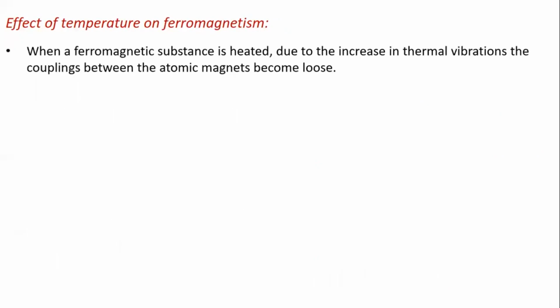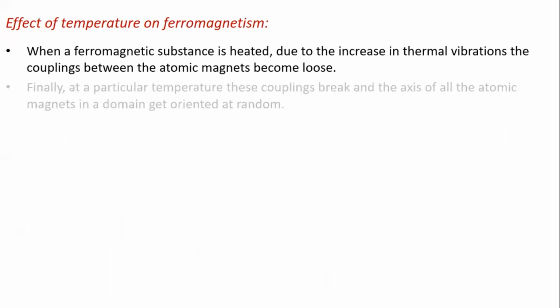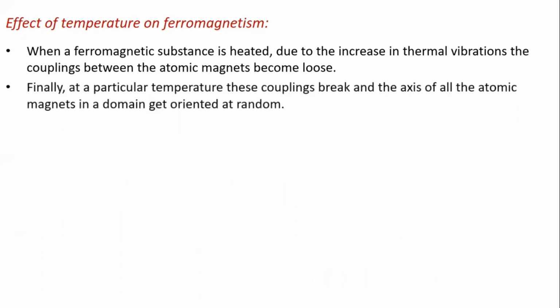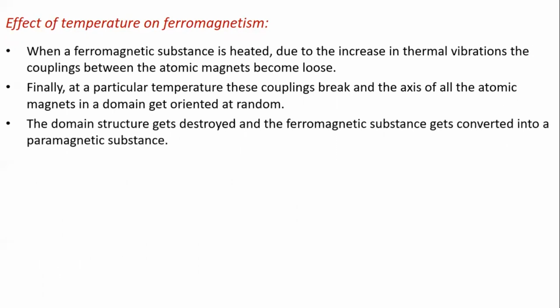Now, the effect of temperature on ferromagnetic substances. When a ferromagnetic substance is heated, due to increase in thermal vibration, the coupling between atomic magnets becomes loose. Finally, at a particular temperature, this coupling breaks and the axes of all the atomic magnets in the domain get oriented randomly. The domain structure gets destroyed and the ferromagnetic substance gets converted into paramagnetic.